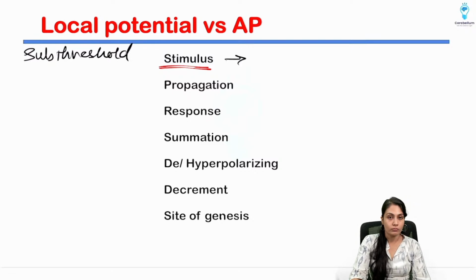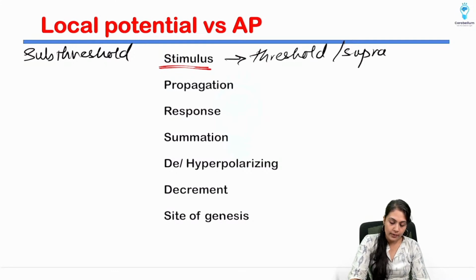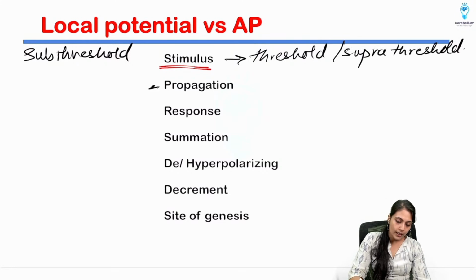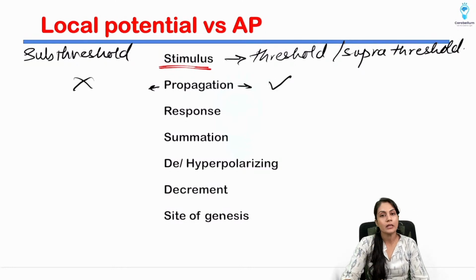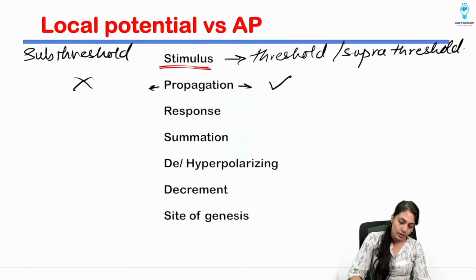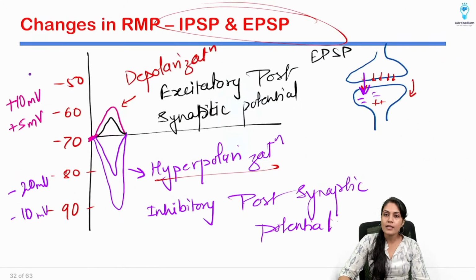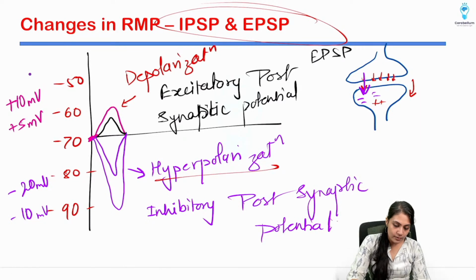In the case of production of action potential, it must be threshold or higher than the threshold, that is suprathreshold. In the case of local potential, there will be no propagation, but the propagation will happen in the action potential. What about the response? The response over here is graded response. What do you mean by graded? You can see over here in this diagram. If I give less stimulus, there is less response. If I give more stimulus, there will be more response.